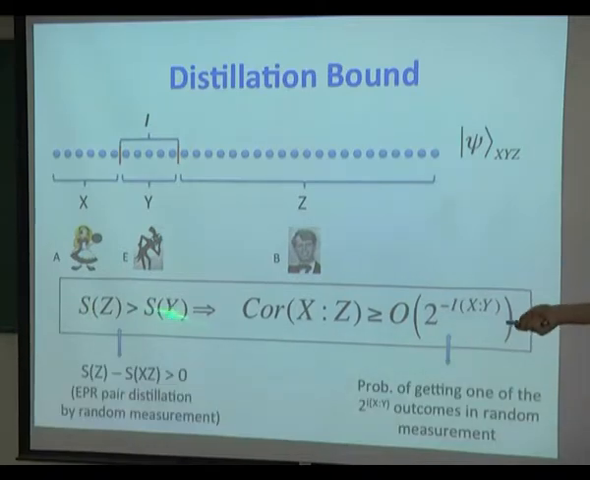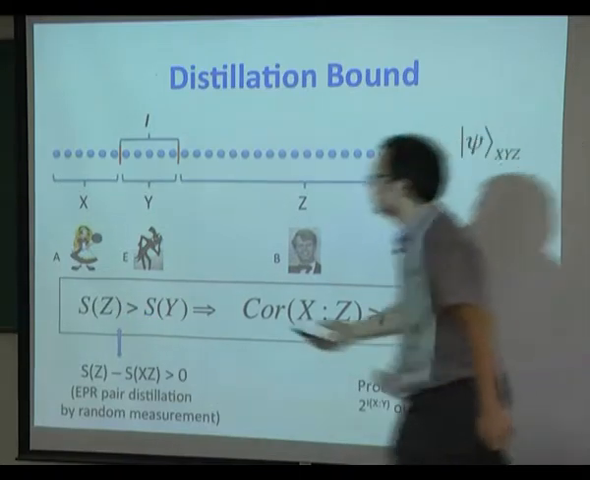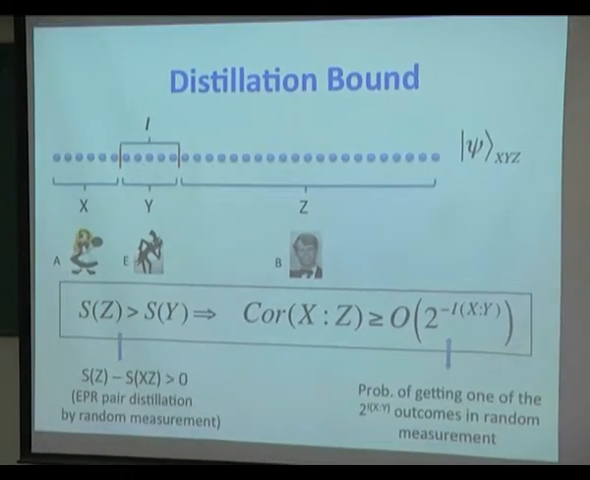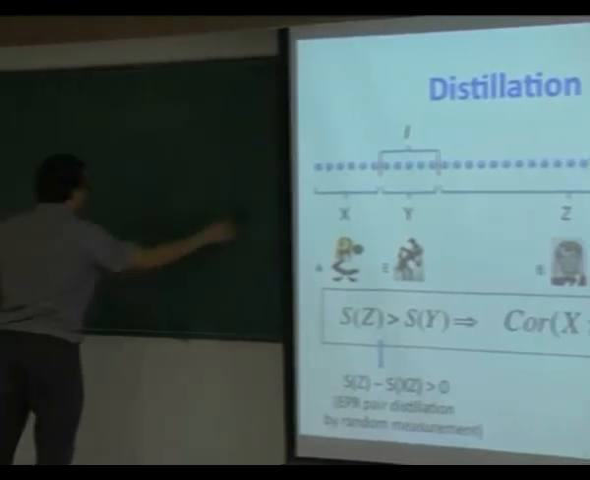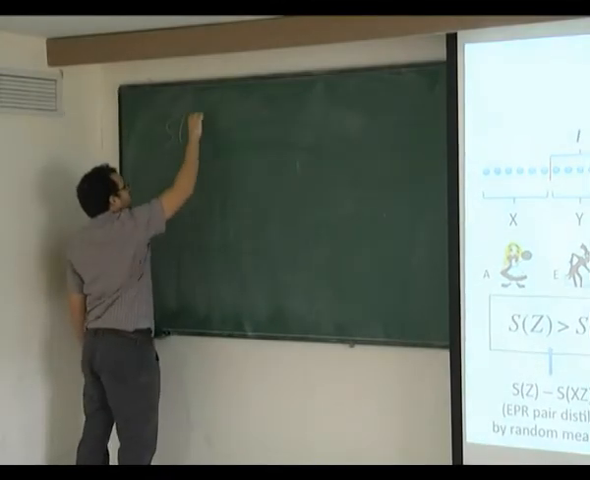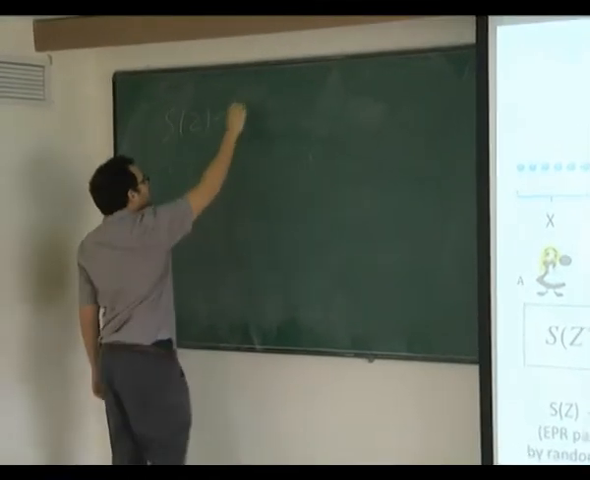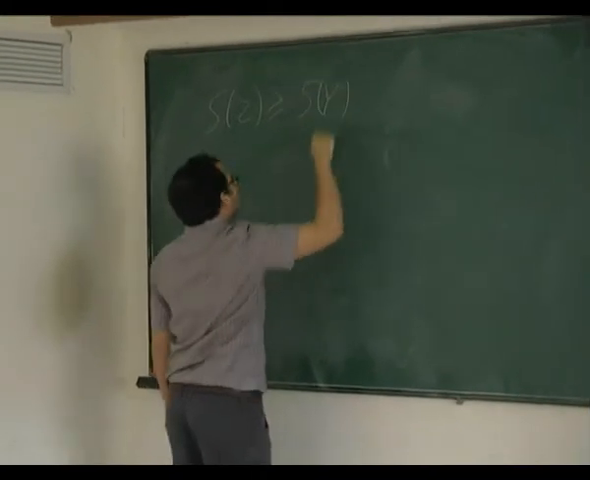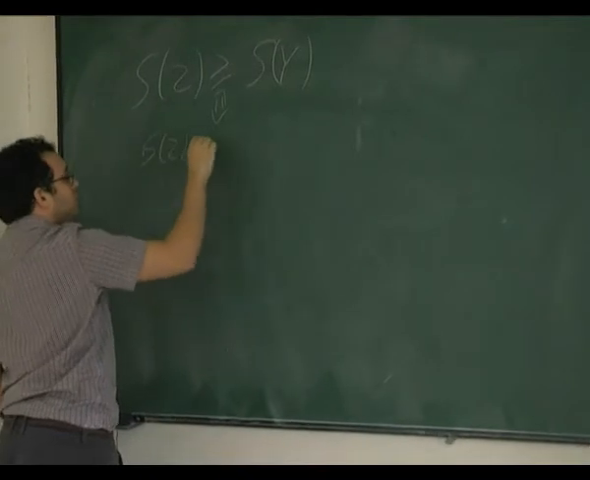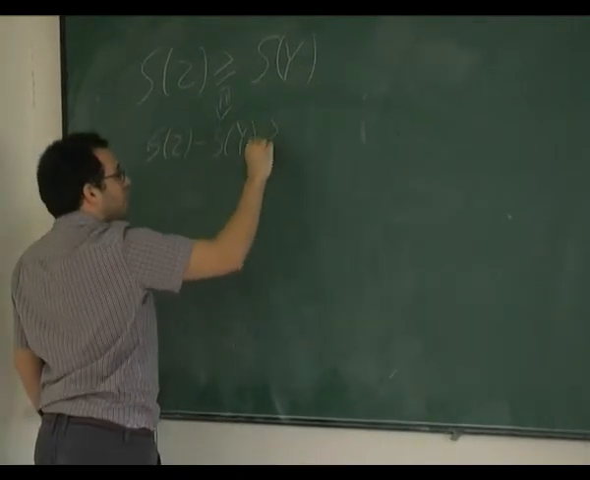So let's rewrite this. This is the same thing as saying that the entropy of z minus the entropy of y is bigger than 0. Maybe let me give some more details. What we have here is the entropy of z bigger than the entropy of y, which is the same as the entropy of z minus the entropy of y bigger than 0.